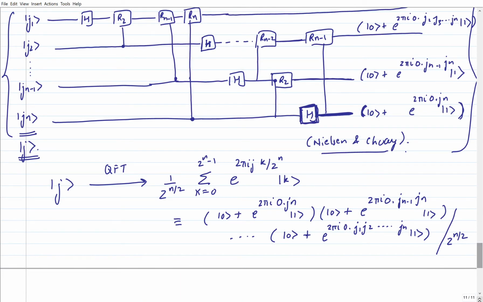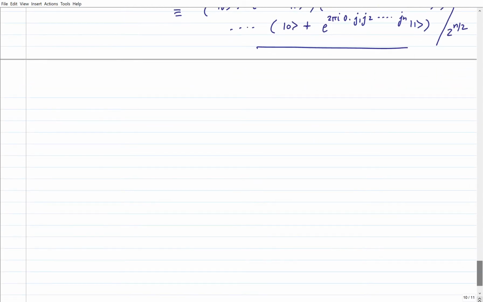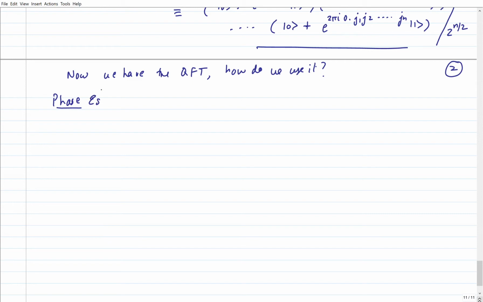So now we have the QFT, the quantum Fourier transform. This is exactly this guy. How do we use it? So one way we use it is the phase estimation algorithm.